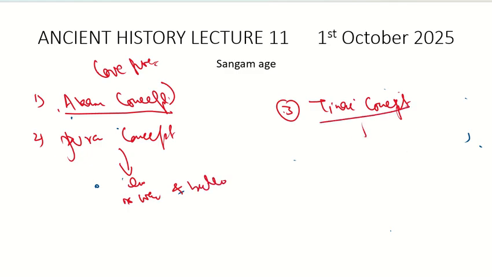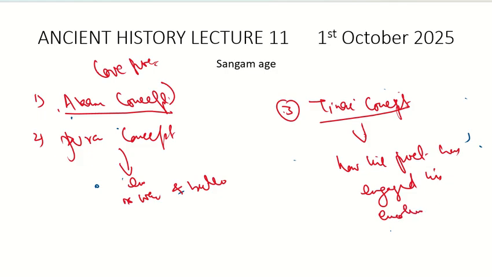And what is this Tinai concept? It is a very unique way the history is connected to the geography. It shows the emotions of a poet, how he engaged his emotions with the geography. It shows the historical geography. So this much you need to know. These are three important concepts that you should know.